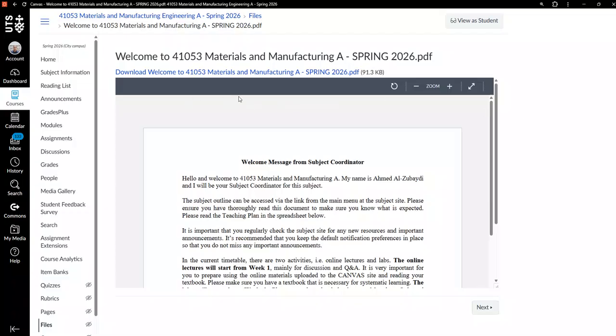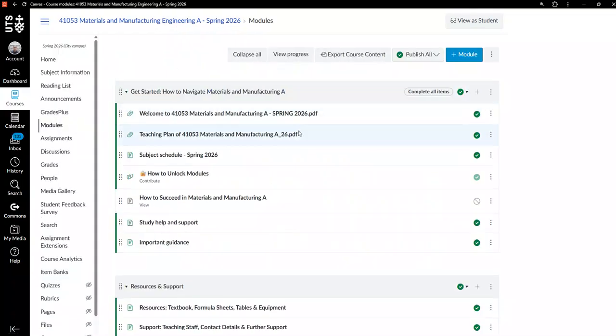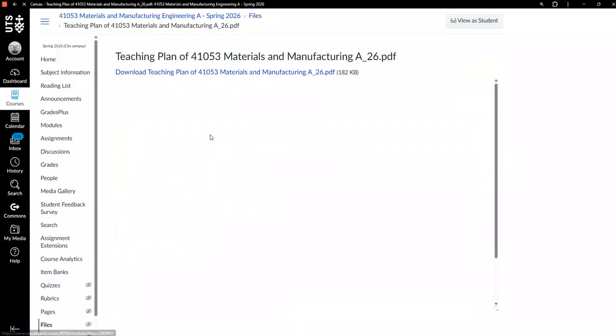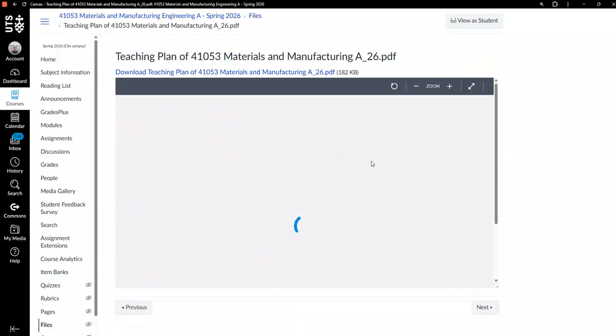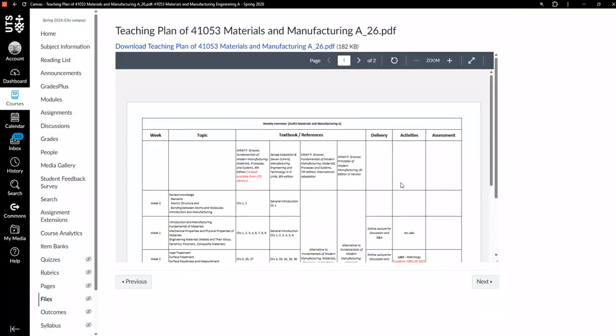About how to start, I prefer to do it step by step. By the way, I can go through the modules and I can find the same thing here. Now that will be the teaching plan we are going to have for this semester. This Excel sheet is going to tell you what we're going to cover every week, so it's going to be nice to have a look at that.